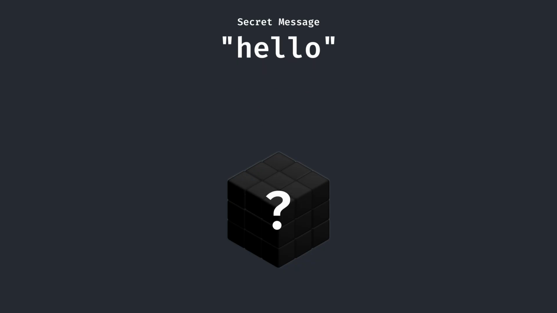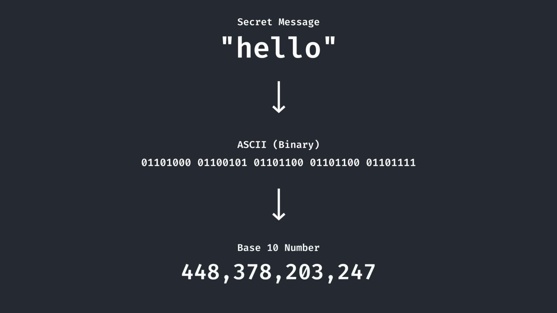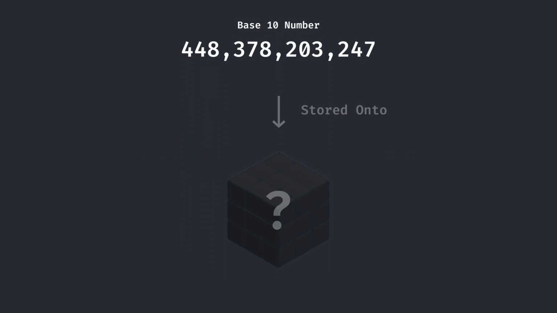The first step is to simplify this task. Let's transform our message into ASCII, turning it into a series of ones and zeros, and then take this binary number and turn it into a normal base 10 number. Now our task just went from storing arbitrary data on a cube to storing a number onto a cube, a bit more manageable.